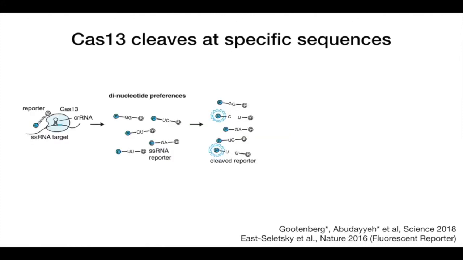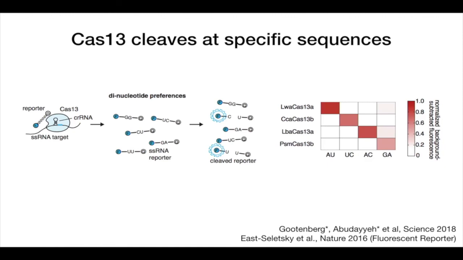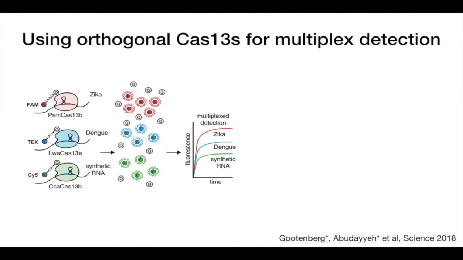So then we set up this experiment where we have different Cas13s, and we provided different reporters that are separated by different sequences linking the two moieties. In this case, it's the fluorophore and the quencher. And what we found is that different Cas13s can indeed have specific cleavage preferences. LwaCas13 cleaves AU sequences only, but not UC, AC, or GA. And then CcaCas13 cleaves UC only and not the other ones. And so they are orthogonal to each other. And by studying the whole family of Cas13 enzymes, you can find a whole set of them that can cleave different sequences. So then using this, we can develop a multiplex assay.